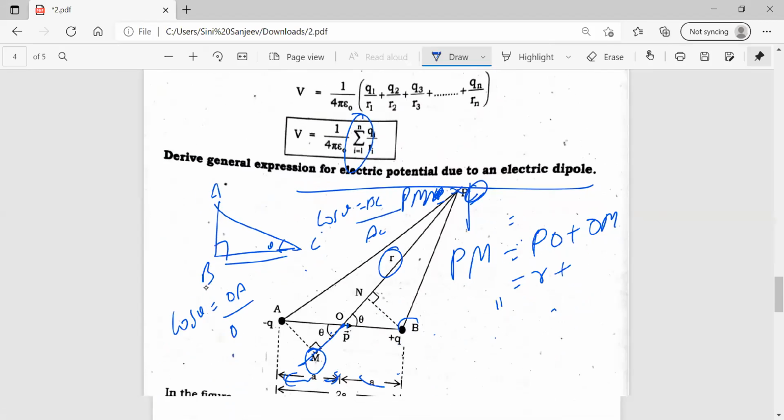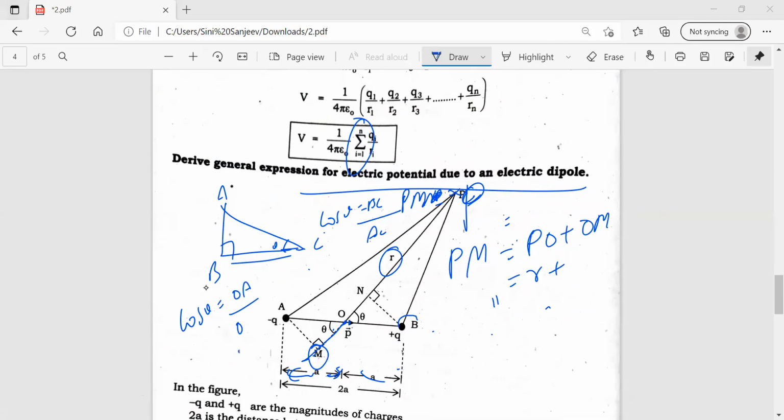Coming to this, cos theta is OM by OA. Cos theta is nothing but the adjacent side OM by the hypotenuse OA, because I cannot have AM as the hypotenuse. So OM is equal to OA cos theta.